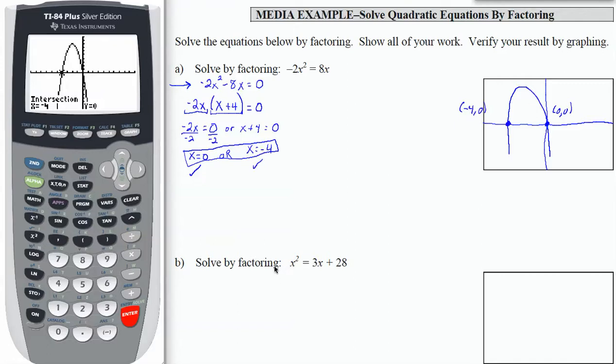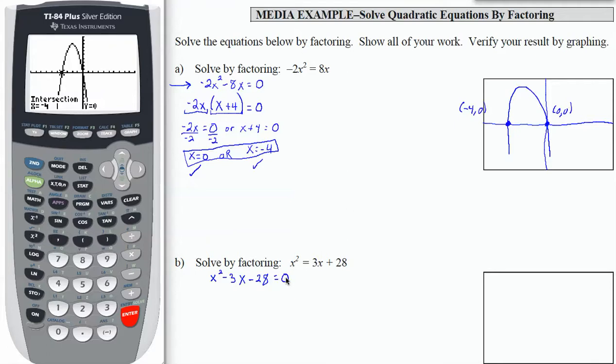All right, let's look at the same kind of process for the second part. x squared equals 3x plus 28. So the first thing I'm going to do is to set this in standard form by subtracting 3x and 28 from both sides. So I'm moving everything to one side and putting 0 on the other side.